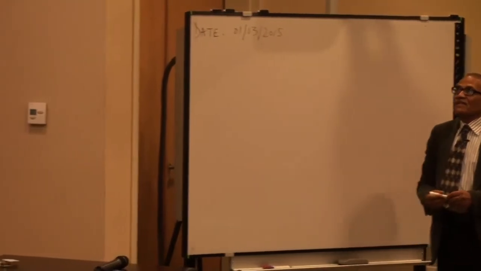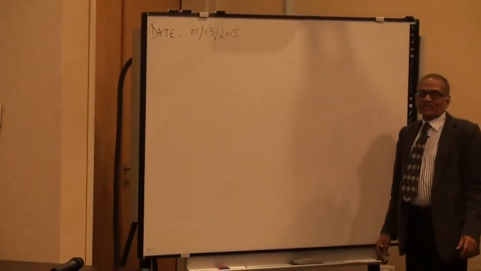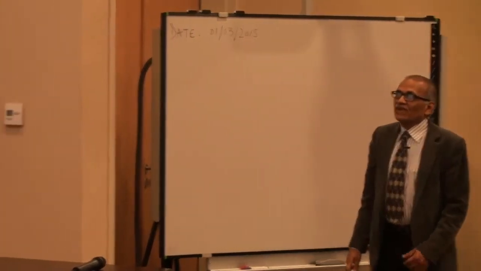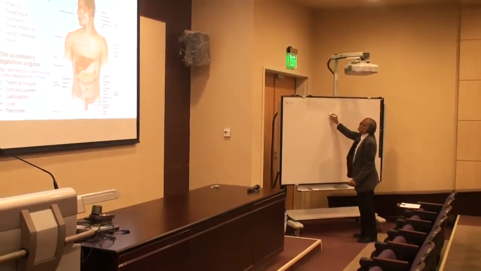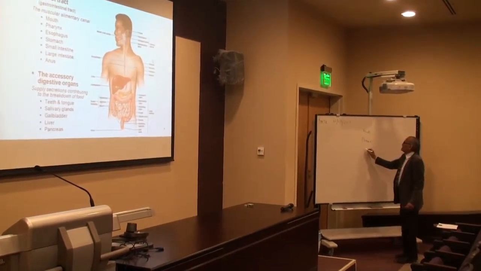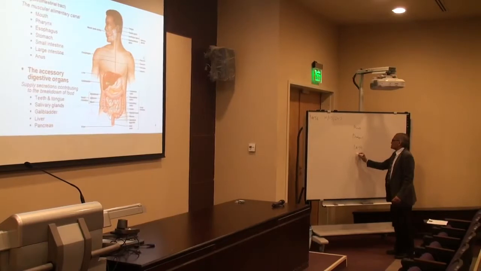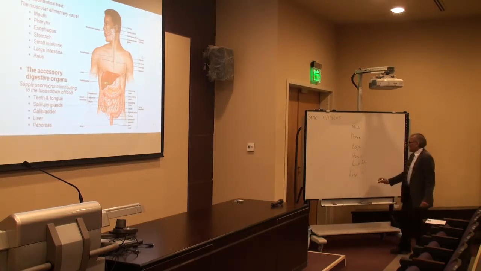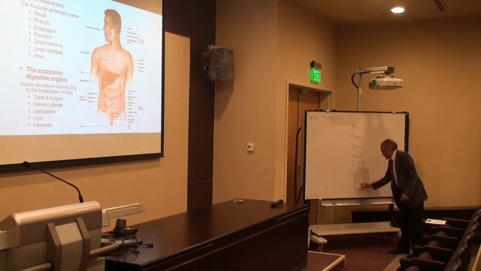Next slide please. Now, two portions of this system. One is the proper digestive tract, which consists of, starting from the mouth, pharynx, esophagus, stomach, small intestine, and large gut or intestine. Now it will end in the last portion, the rectum and anal canal.